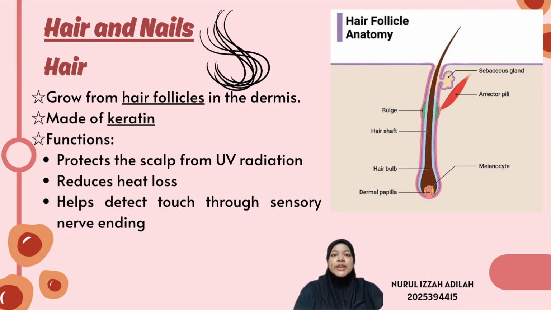First, let's look at hair. Hair grows from hair follicles, which are located in the dermis. Hair is mainly made of a protein called keratin. Hair has several important functions. It protects the scalp from ultraviolet or UV radiation, helps reduce heat loss, and increases our sense of touch because nerve endings surround the hair follicles.